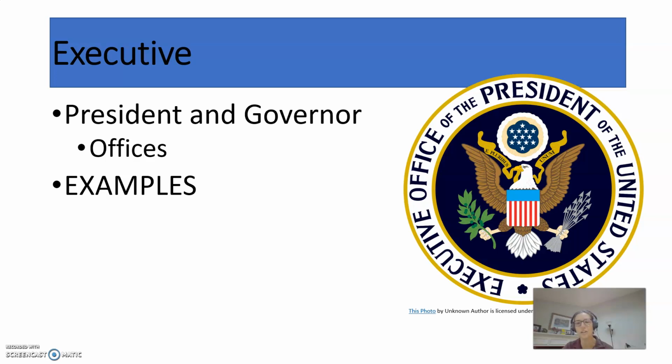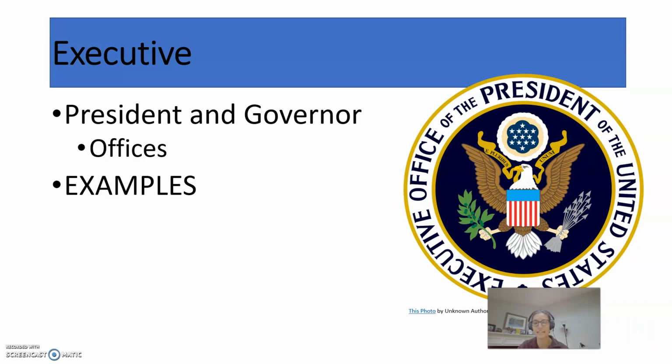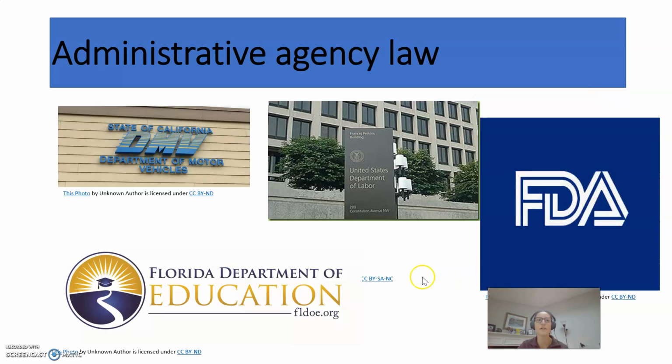It's not really its own branch of government, but it is a huge source of laws that we follow and use every day. In fact, I would say this not-branch is what governs us even more. And those are administrative agency laws.